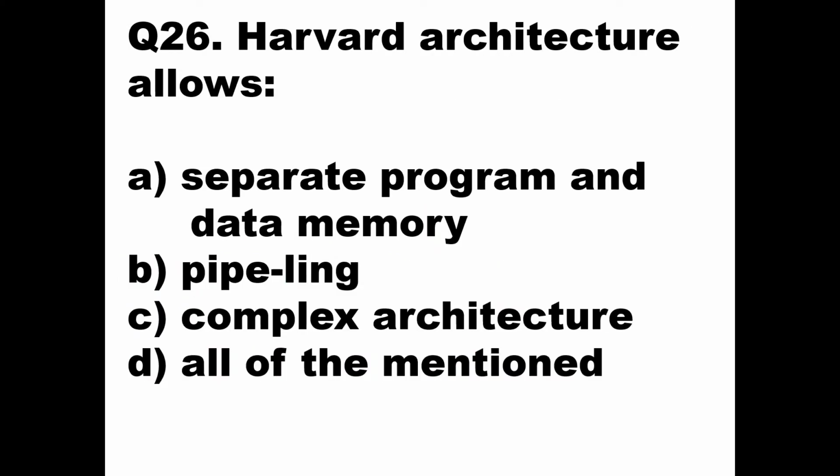Then we'll go to the next question, question number 26. It says that Harvard architecture allows, okay. Again, this is a basic question. You should know the features of Harvard architecture. Option A is separate program and data memory. It is right. Option B is pipelining. That is also correct. And option C is complex architecture. That is also right as compared to von Neumann. So all the three, A, B, C, are features associated with the Harvard architecture. So the answer should be option D, all of the mentioned.